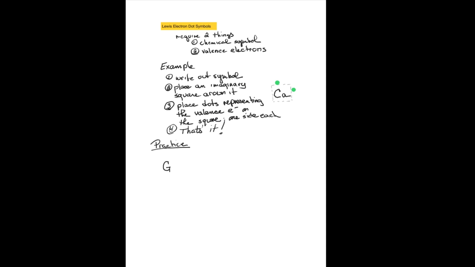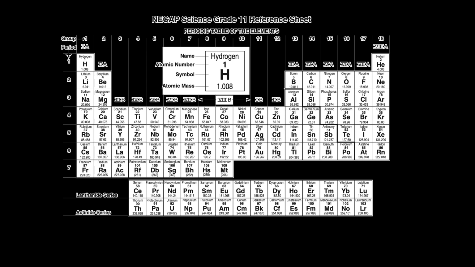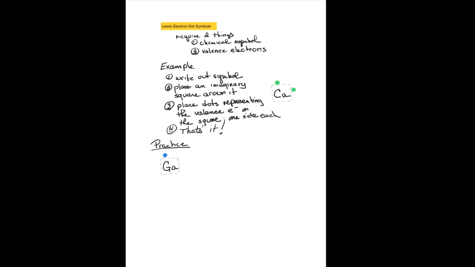All right, we're going to start with gallium. We make our invisible square around it. Then we head over to the periodic table. And you can see that gallium is in the boron group. So if you count over 1, 2, 3, we see that it has 3 valence electrons. We head back, 1, 2, 3. 3 of the 4 sides have 1 dot each.